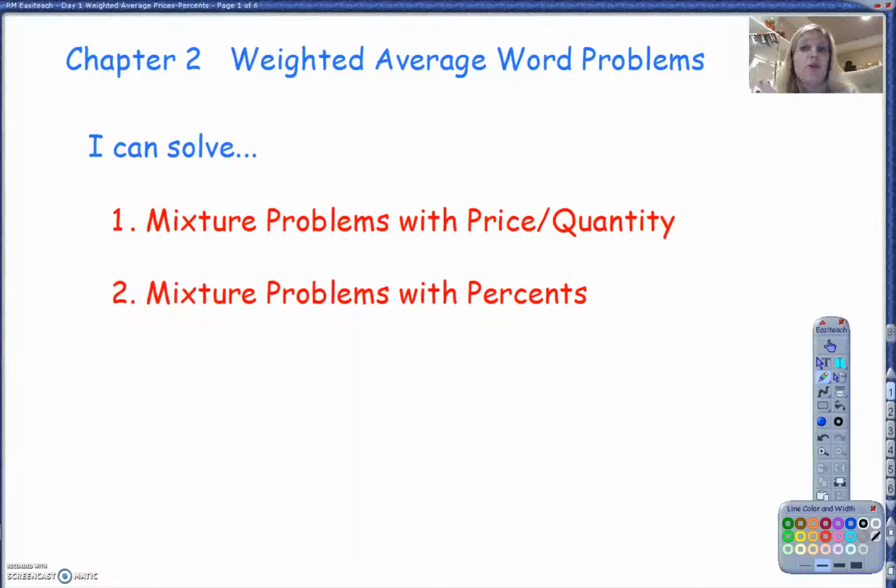So tests are worth more. We don't just take all your grades and average them together. In this video, we're going to solve mixture problems with price and quantity and mixture problems with percents.